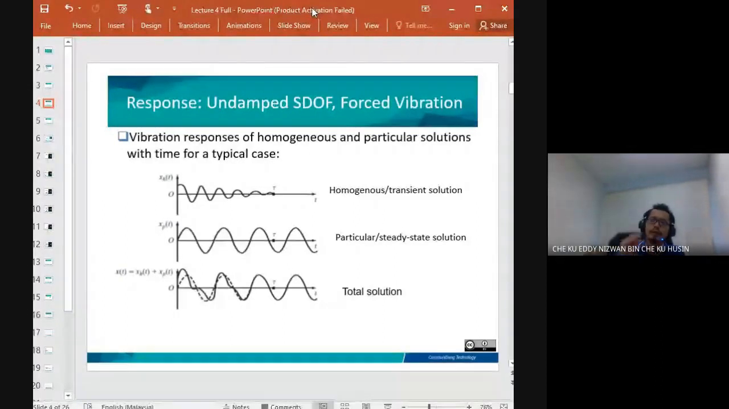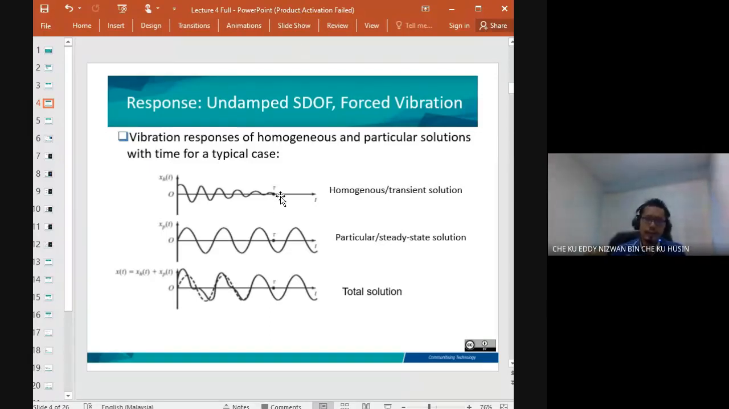We learned initial conditions in last week's class. When you give an initial displacement or initial velocity, the system will oscillate based on its own natural frequency. This is actually an example for the damped system, which is why we call it transient, meaning it has a decay in amplitude. But for the undamped system, the homogeneous response still oscillates with the same amplitude without any decay.